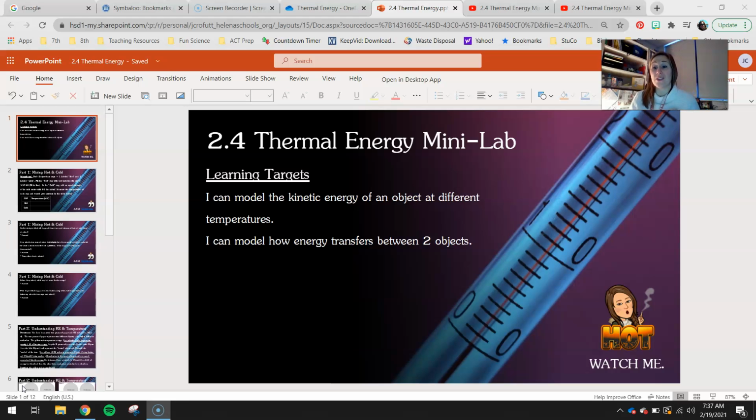We feel energy transfers, heat transfers. So if we're losing energy, we'll feel cold, and if we're gaining energy, we'll feel that something's hot. You will be able to model those energy transfers. All right, so let's take a look at part 1.